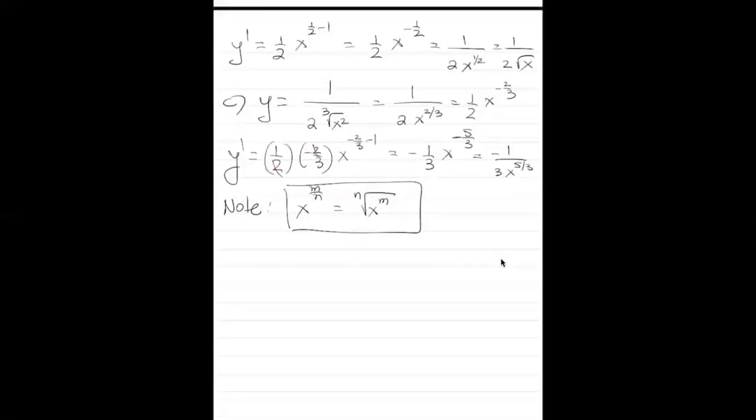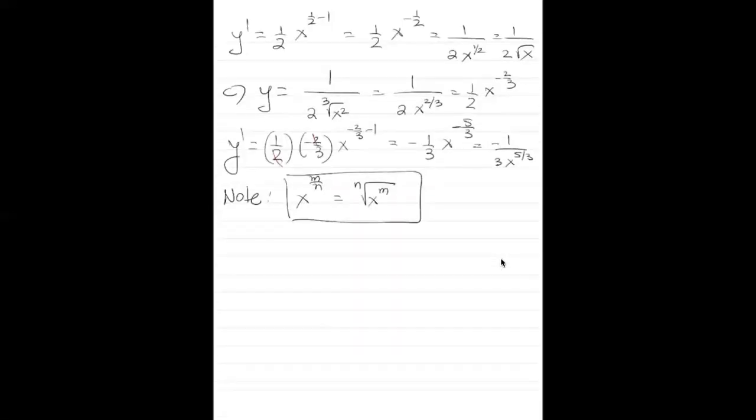Now what we use here is the formula from algebra that says x to the power m over n is equal to the nth root of x to the m. So this is the formula from algebra we use whenever we have a fractional exponent, or if we have a radical, to write it as a fractional exponent. Rule number 4.